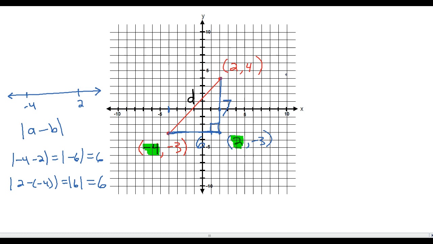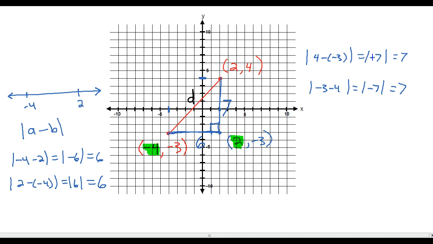With the y's, I have the point (2, 4) and the point (2, -3). Notice that the x's are the same. So I'm looking at the distance from -3 up to +4. So let's do the same thing. If I take the absolute value of 4 minus -3, that gives me the absolute value of 7, which is 7. If I take the absolute value of -3 minus 4, that's the absolute value of -7, which is also 7.